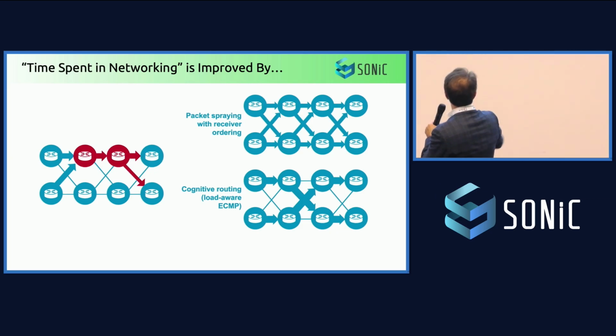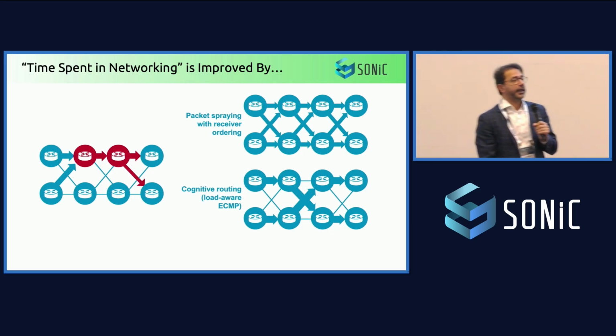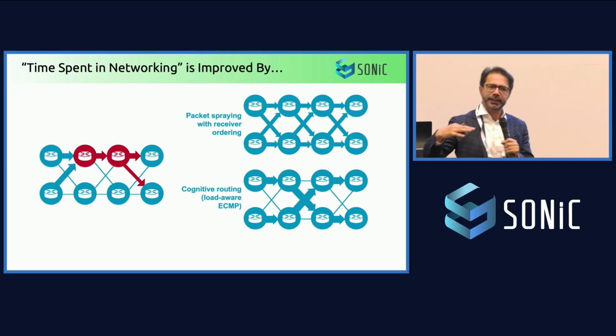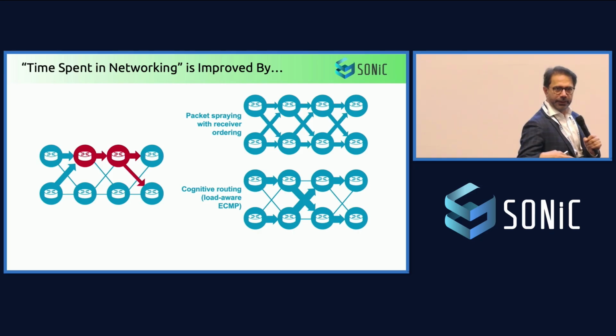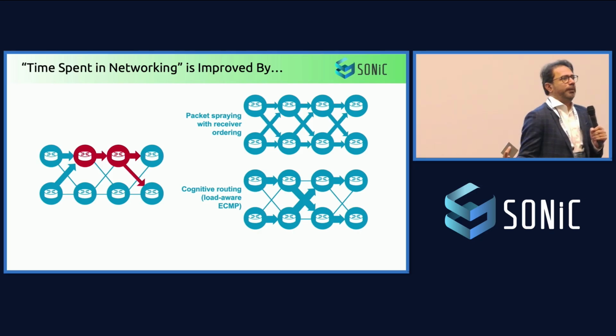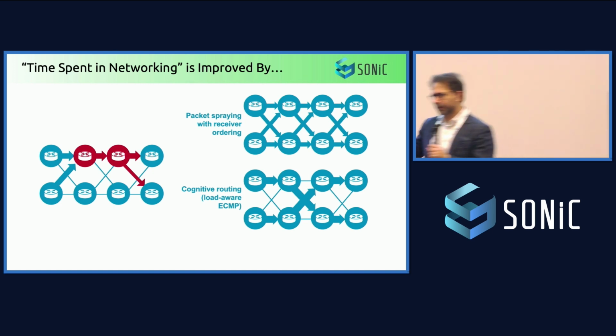The other one is cognitive routing, right? With cognitive routing, this is like enhanced ECMP. I'm going to double click on it because this is a capability we built in SONiC as well. So we have certain features in SONiC now which make it do better ECMP, right? The cognitive routing. And I'm going to talk about that.